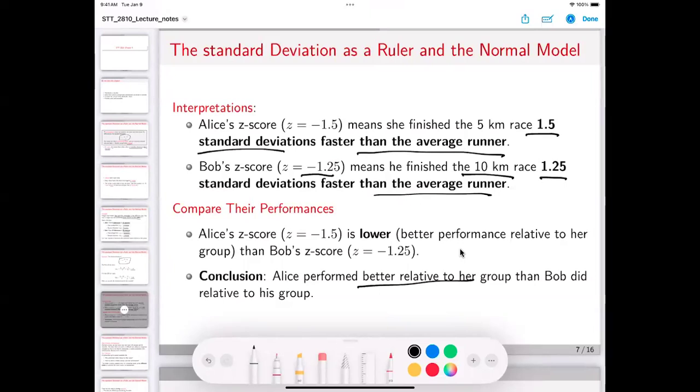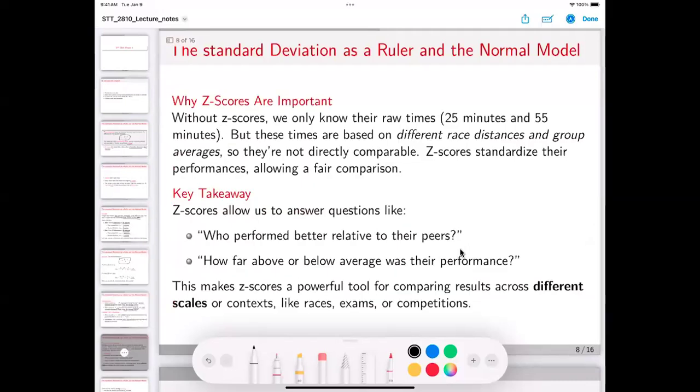So now you see the importance of the z-score. Is that okay? It has helped us to be able to make this judgment. Okay. So you see, without a z-score, it will be very difficult. We only know their raw times, and it'll be very difficult to make a direct comparison. Because they are in different races, they are not directly comparable. So the z-score standardized their performances, allowing a fair comparison.